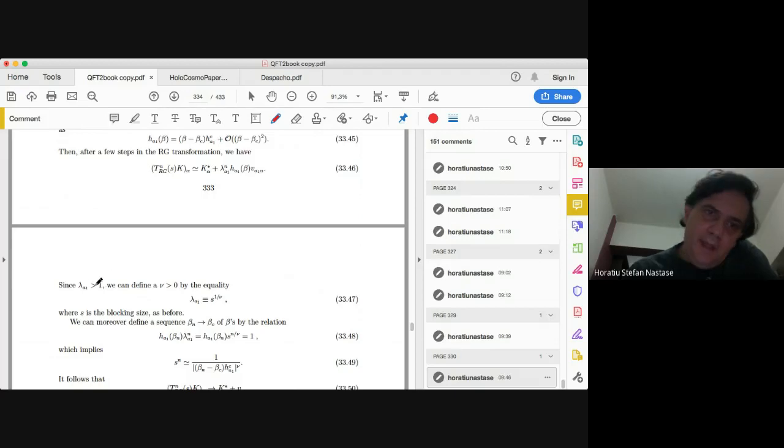And since lambda A1 is greater than 1, we can define a quantity nu by this equation. Lambda A1 corresponds to blocking by a dimensionless size s, a size of s lattice sites. And this s is to the power 1 over nu by definition. So lambda A1 is s to the power 1 over nu.